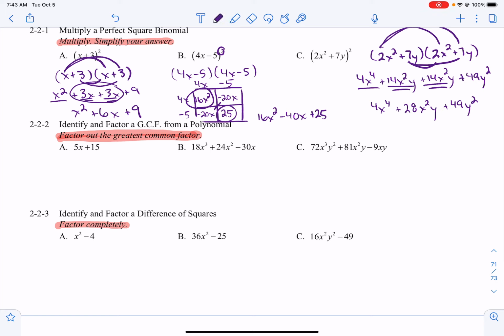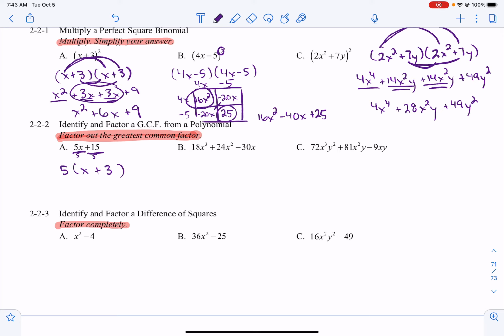So for 222, factor out the greatest common factor. So 5x and 15, I'm looking for what goes into both of them, and I want to pull it out of the parenthesis. So a 5 goes into 5x and into 15. So when I divide them both by 5, that tells me what's left on the inside. The first one, I'm just left with an x. The second one, 15 divided by 5, is 3. So I have a 5 on the outside. It doesn't disappear. It just moves to the outside of the parenthesis. And then I have an x plus 3 on the inside.